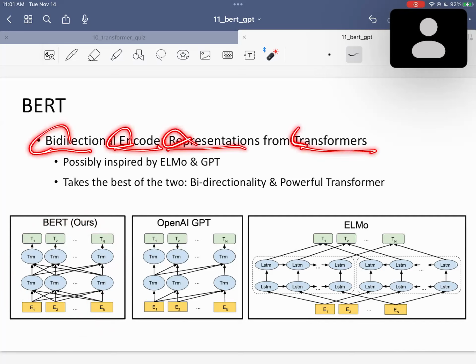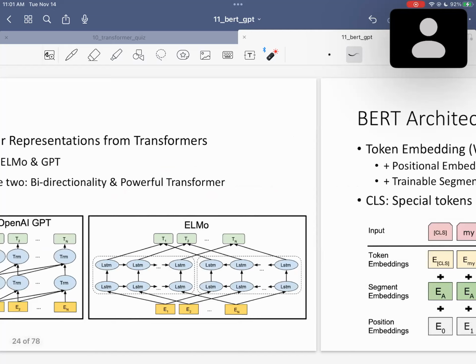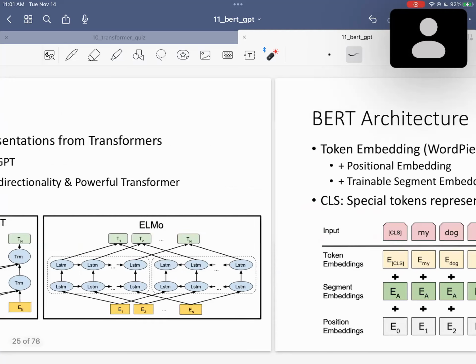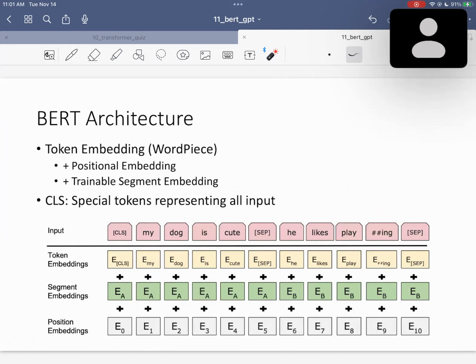So it's BERT, possibly inspired by ELMo and GPT. It takes the best of two: bidirectional, powerful transformers. So this is how they train BERT. ELMo's training was pretty straightforward. It was forward language modeling, backward language modeling, and then you just concatenate the hidden layers from both LSTMs. GPT-1 is even simpler than ELMo. It's just one directional, just forward language modeling, and that's it. BERT, unlike that, because it is now trying to attend to all the other tokens at the same time, needs a special different training technique.